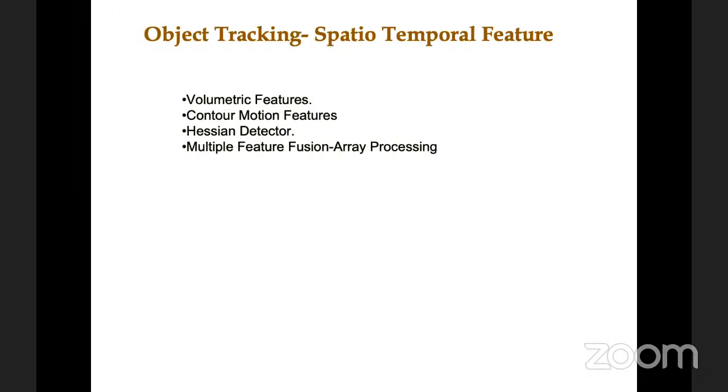Spatiotemporal features like volumetric features, contour motion features, Hessian detector, multiple feature fusion, which we call in general array processing in communication. So that is nothing but the multiple feature fusion. Array processing also uses the concept of fusion only. So these are some spatio-temporal feature extraction based object tracking.